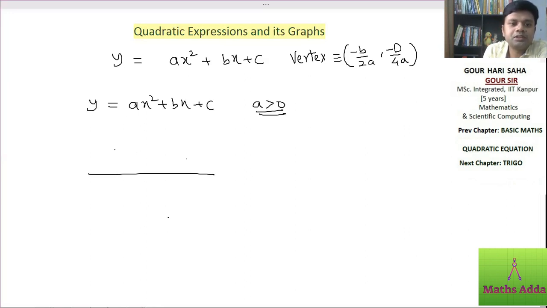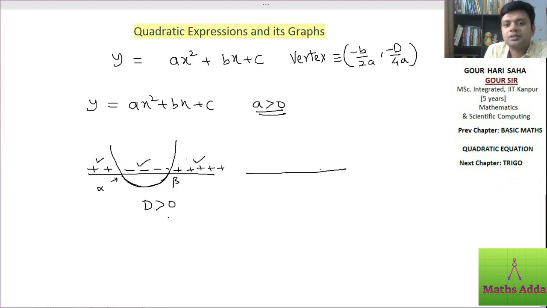So the first situation is this one, where there are two roots, alpha and beta. This is when D is greater than 0. What we see is that on this side the quadratic is positive. Between alpha and beta, it is below the x-axis, so it is negative, and again after beta it is positive, correct? So when D is greater than 0, somewhere y is positive, somewhere negative, somewhere positive, correct?